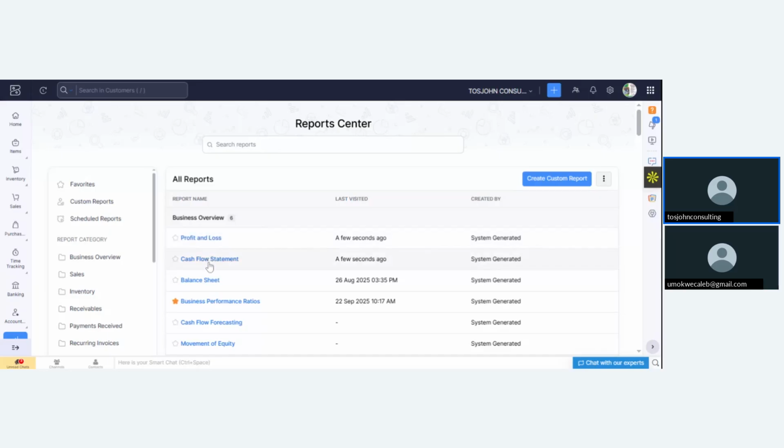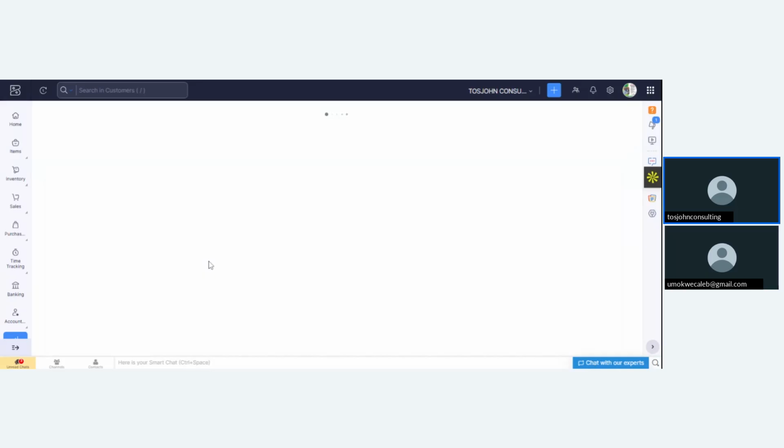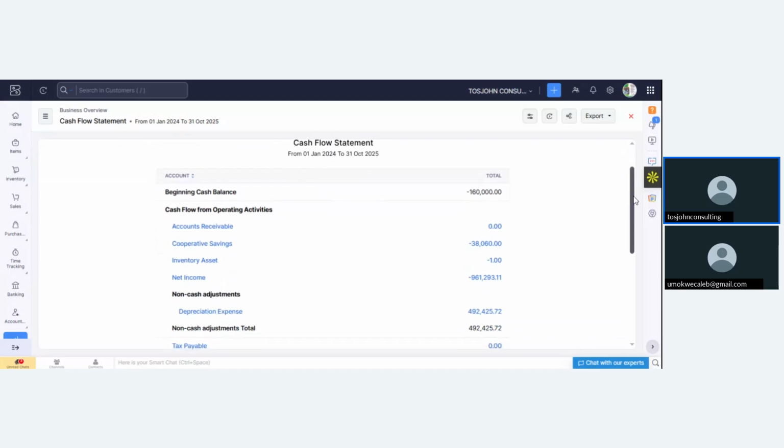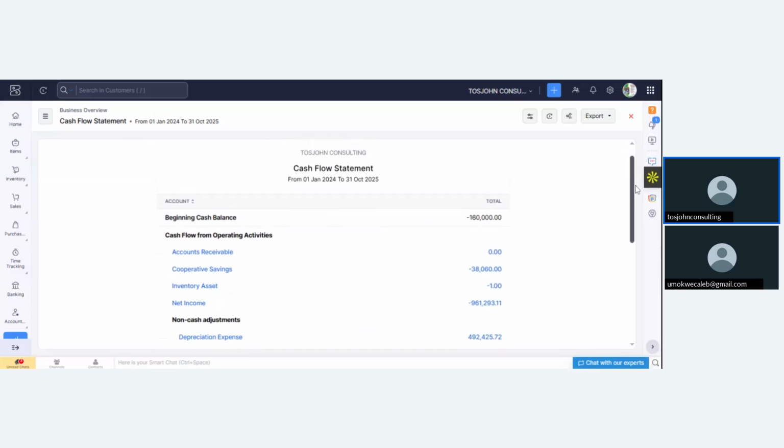So this cash flow statement is the statement that shows the movement of money in the business, the inflow, what comes into the business, then the outflow, what goes out of the business, all the payments that you made to your suppliers, for expenses, or purchasing of equipment and all of that. So it's from the cash flow that you are able to see all of that. This is how the cash flow looks.